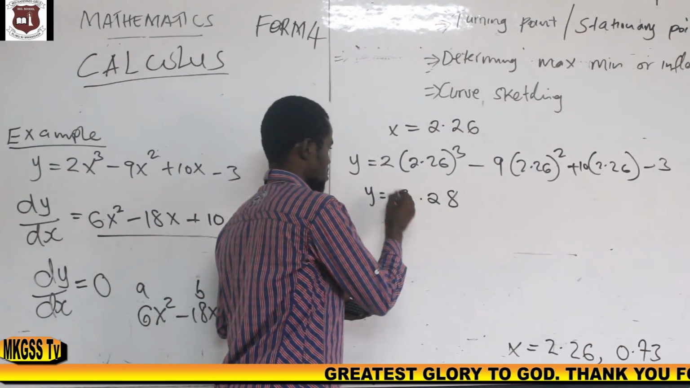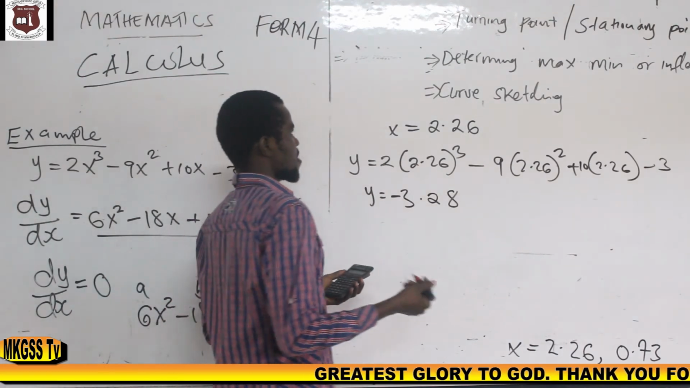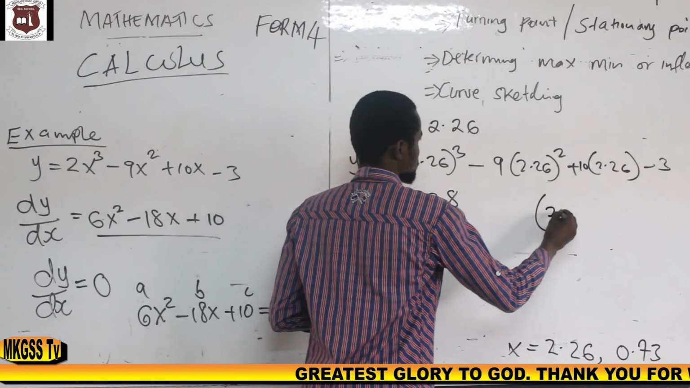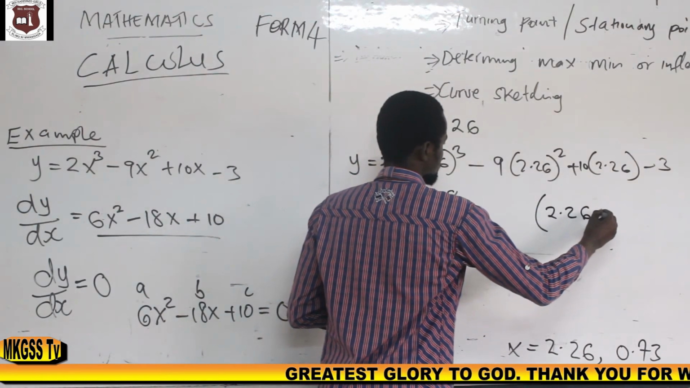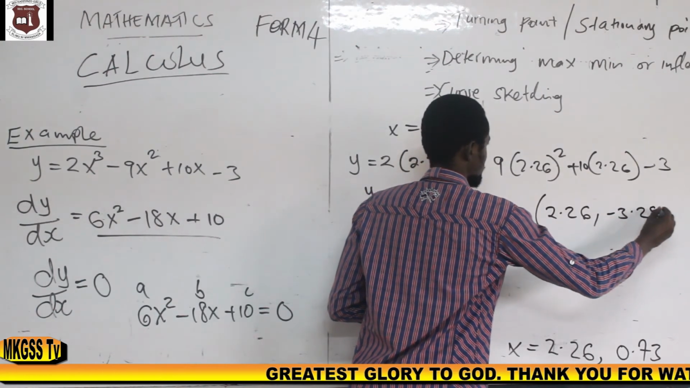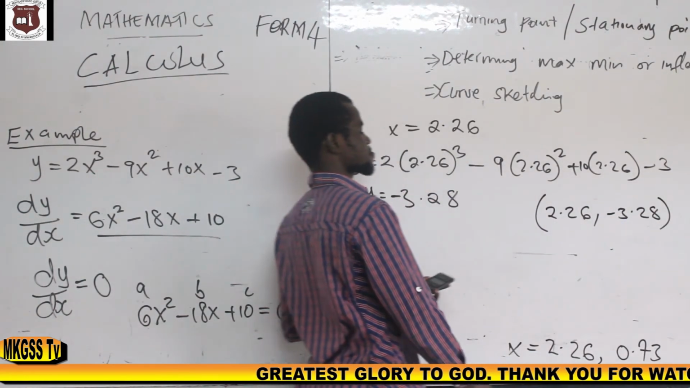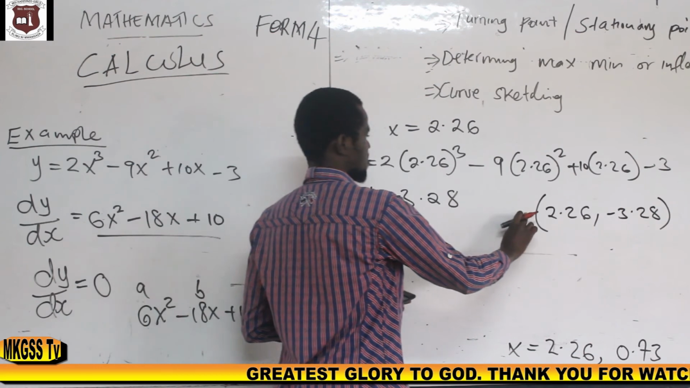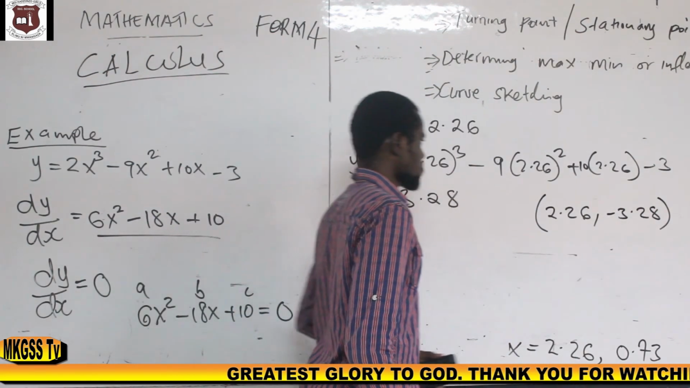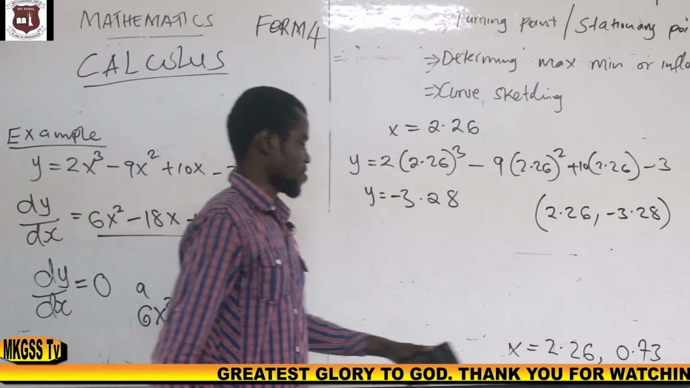Sorry, it is negative. So it means that our first point will be 2.26 comma negative 3.28. This is the first turning point. Let's see the next turning point when x is 0.73.